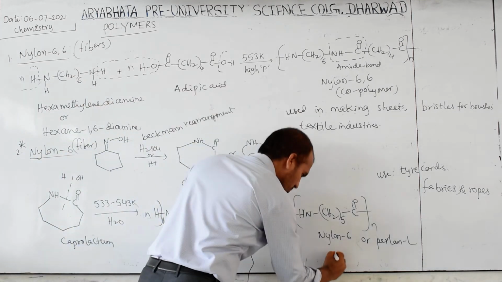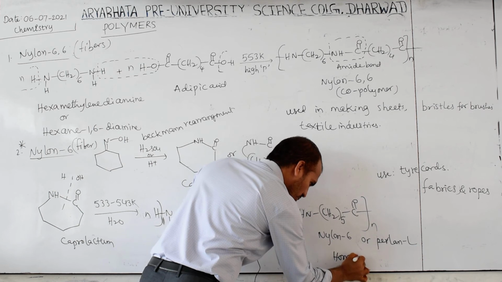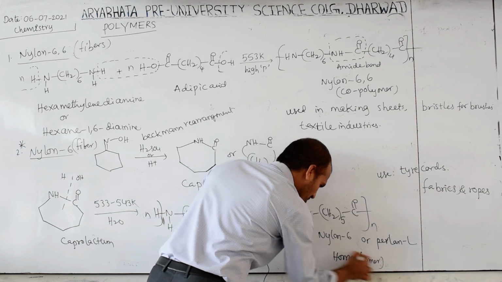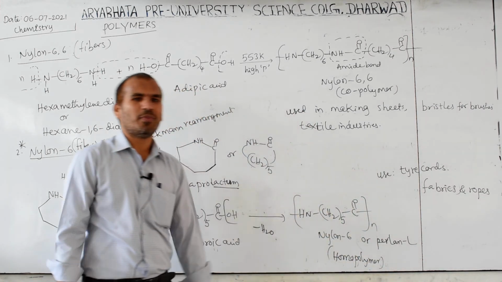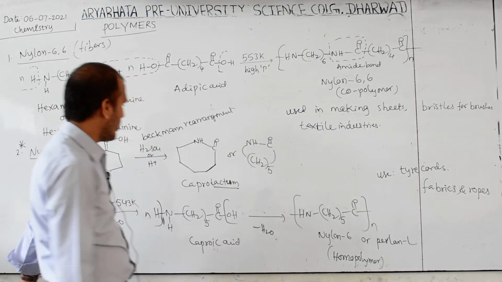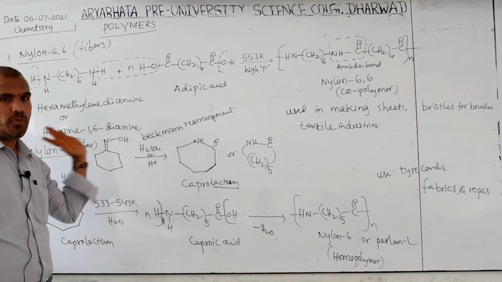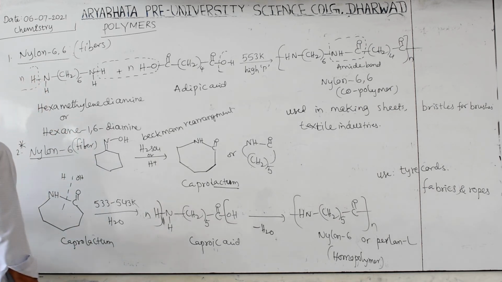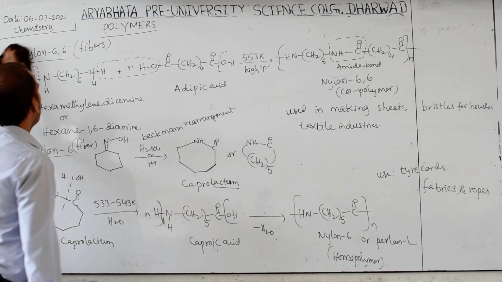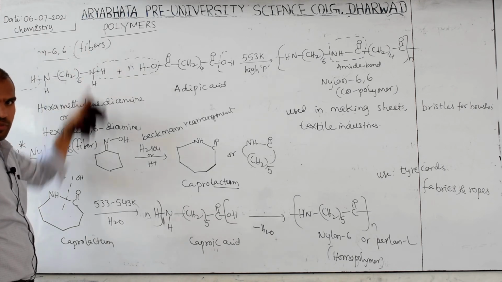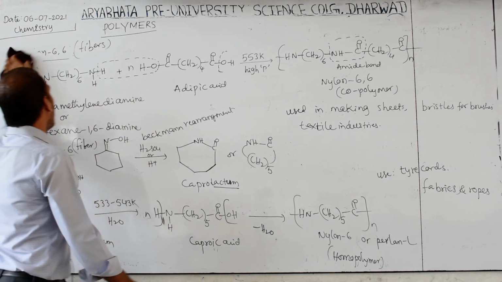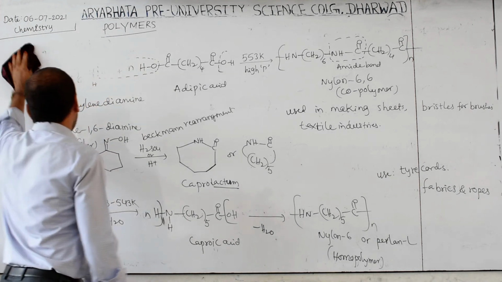And is it a homopolymer or copolymer? This is a homopolymer. Each and everything you have to remember. These are very important. Now we completed polyamides. Next one is polyesters. Don't forget, both are fibers. Next one, polyesters.